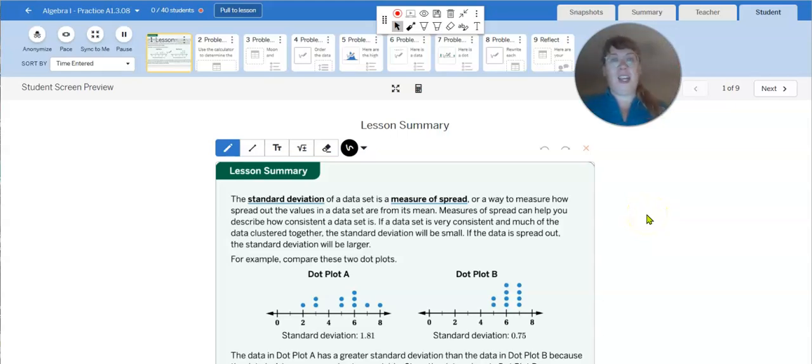Hello everyone and welcome. We're going to be looking at the lesson 3.8 practice today. Not too long, got about 9 slides here. So on the first slide we have our lesson summary.